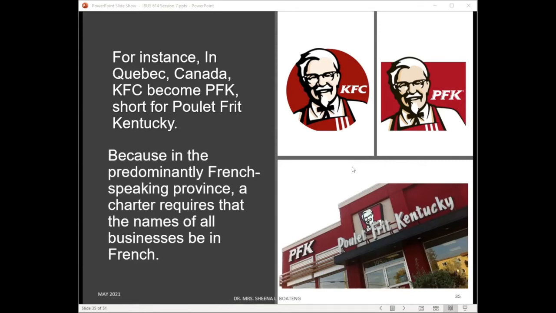So regardless of how popular the name of your company is, like KFC, if it is going to Quebec, it has to be translated into French. So in this case, KFC directly translated into French is what? Poulet for chicken, frit for fried, and then the Kentucky. You see, they didn't have a French word for Kentucky, so they kept the Kentucky. Please, does that make sense? Yes, Doc, it does.